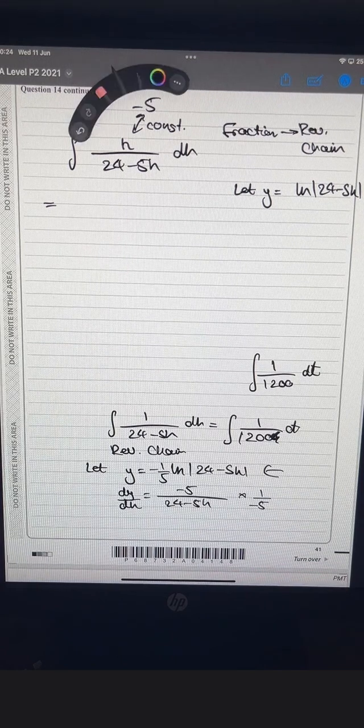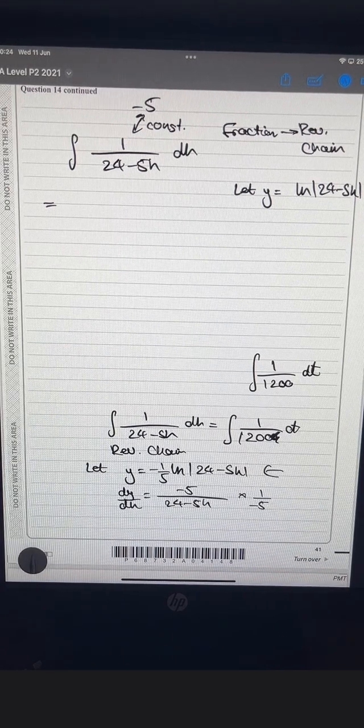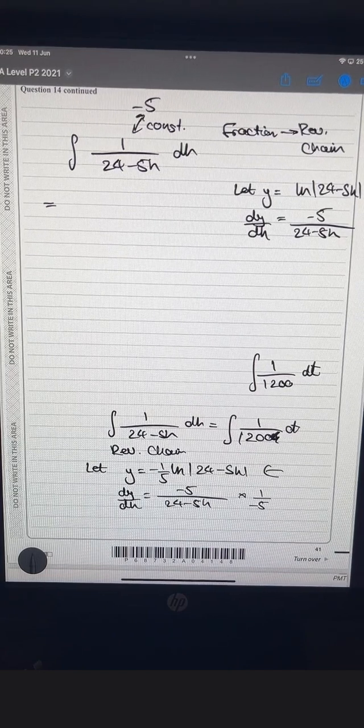So now I just need to check, does this thing I've let y equal to actually differentiate to give me that? Because remember, differentiation and integration are opposites of each other. So dy by dh should give me this. I'm praying I get that. So remember, ln differentiates to something over the function, and I use the chain rule, so differentiating that, I get minus 5. I don't want this minus 5. I want a 1, so I'm going to multiply by 1 over negative 5.